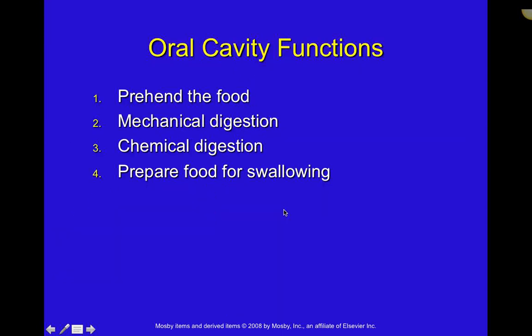So obviously when you're giving medications to these animals, it's always important to know where you can put your fingers and where you can't. Functions of the oral cavity are to prehend the food, mechanical and chemical breakdown of food, and to prepare the food for swallowing, and that involves the salivary glands lubricating and breaking down the food.